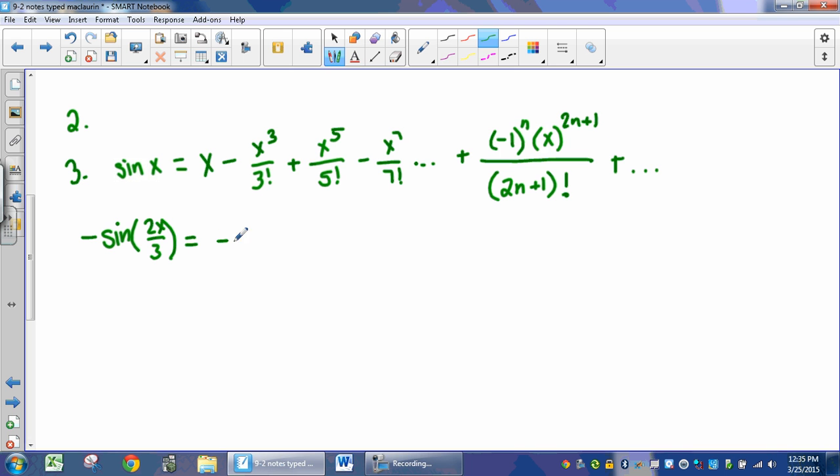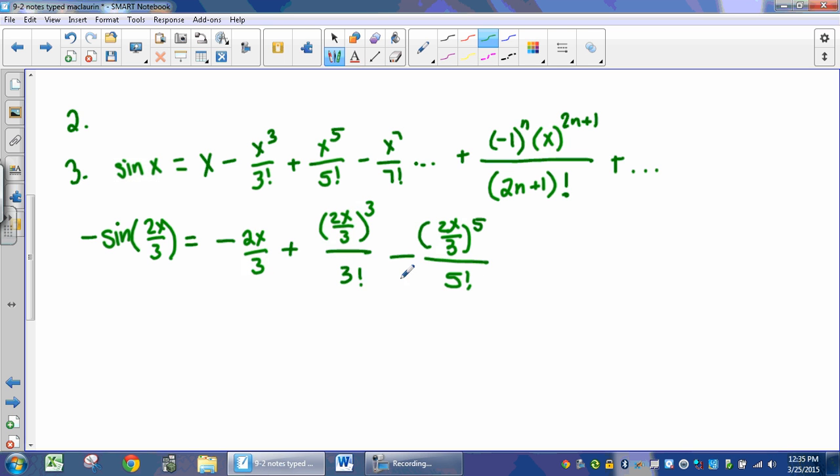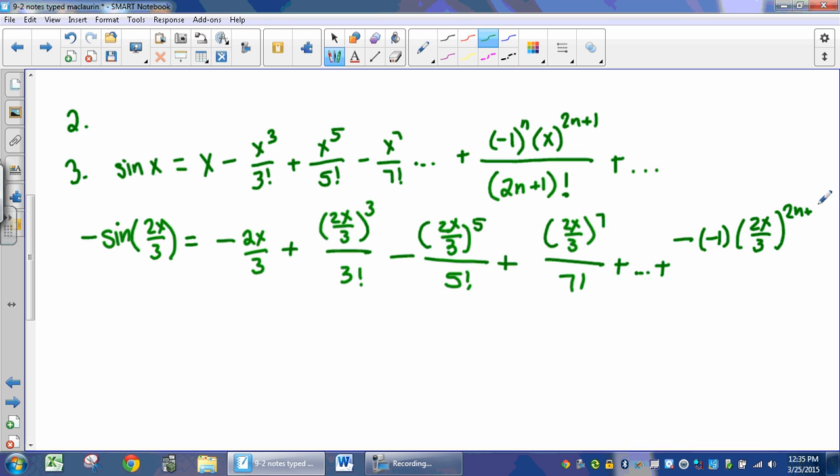So now it's going to be negative 2x over 3 plus 2x over 3 cubed over 3 factorial minus 2x over 3 to the 5th over 5 factorial. What did I do here? I forgot my factorial. There we go. Plus 2x over 3 to the 7th over 7 factorial. Now I need my general term. Well, my general term is just going to be to negate this and replace x with 2x over 3. That's it. Seriously, that is all you do. You don't even need to simplify it.